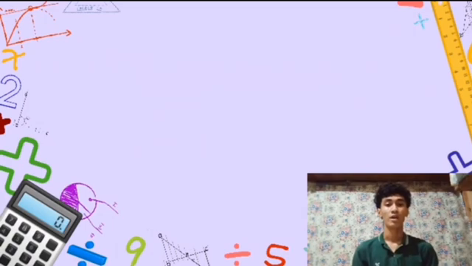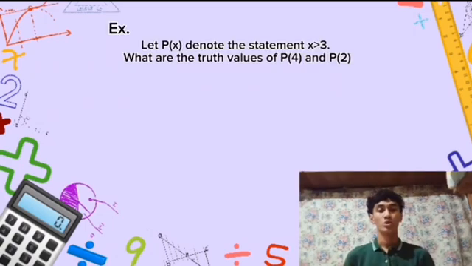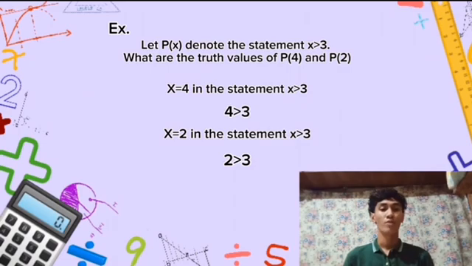So let's have another example. Let P of x denote the statement x is greater than 3. What are the truth values of P of 4 and P of 2? So the solution is, we can obtain the statement P of 4 by setting x equal to 4 in the statement x is greater than 3. As we can see, 4 is greater than 3. So statement number 1 is true because 4 is greater than 3.